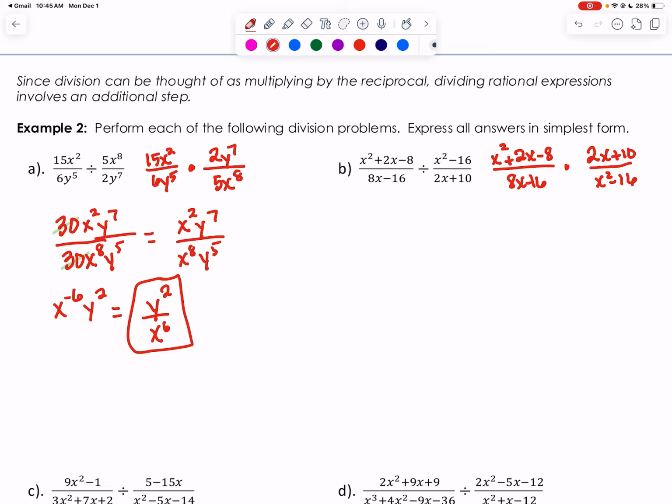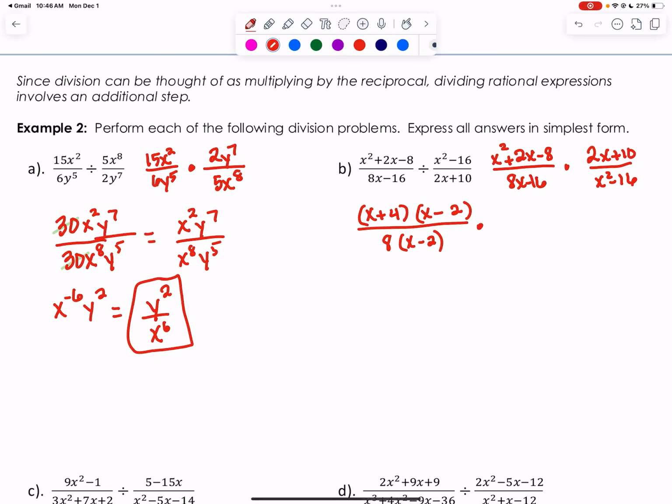Now, once you've done that, you have a problem just like the front page. And on the front page, we first factored everything that can factor. So let's start with x squared plus 2x minus 8. We can factor that to x times x for x squared, and 4 times 2 for 8. I'll make the 4 positive, the 2 negative. On the bottom, 8x minus 16. Take out the common factor of 8. So that would leave me x minus 2.